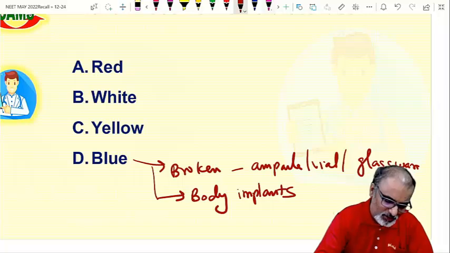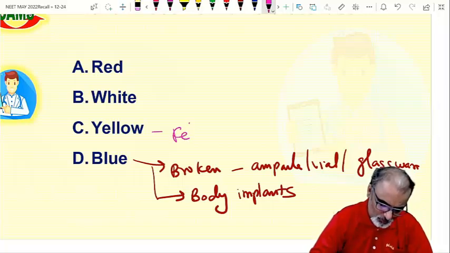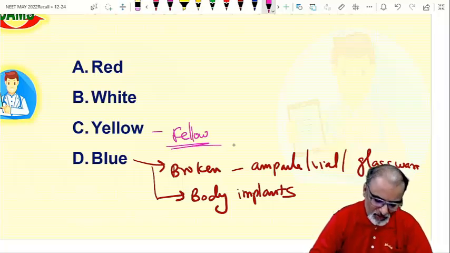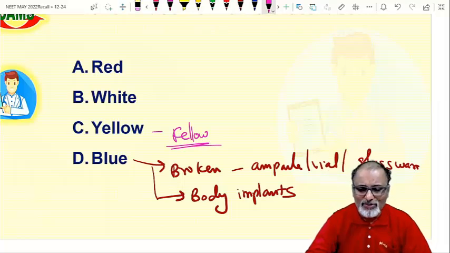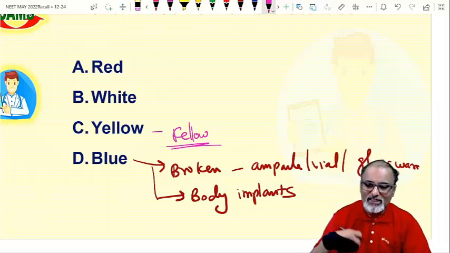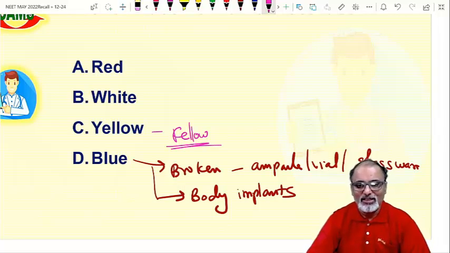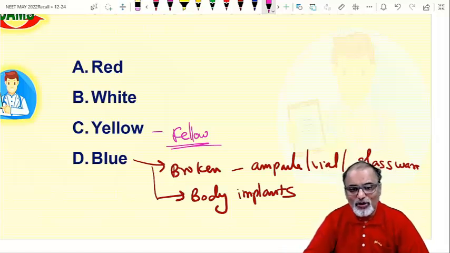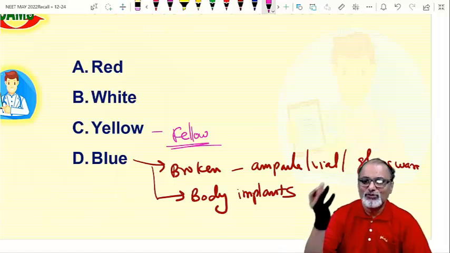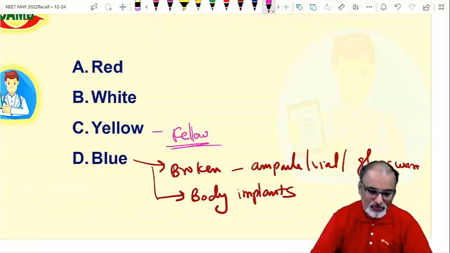Yellow, remember my mnemonic, fellow. Fellow related waste: human anatomical waste, the drugs which we are taking, discarded drugs or expired drugs, linen, clothes, bandage. And microbiological wastes. These come under yellow, fellow, and the blood transfusion bag.